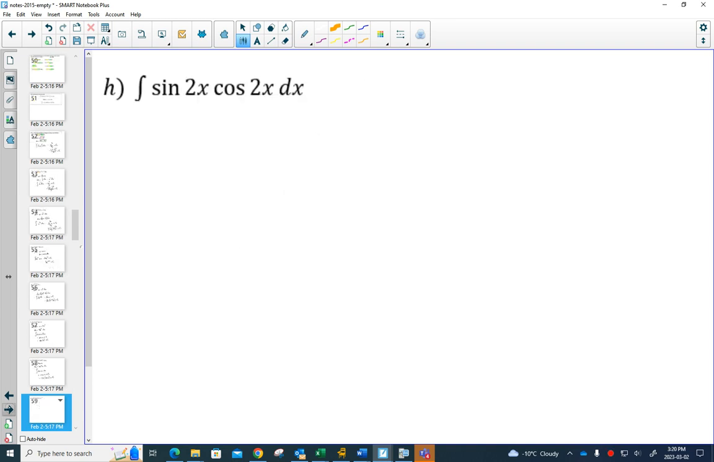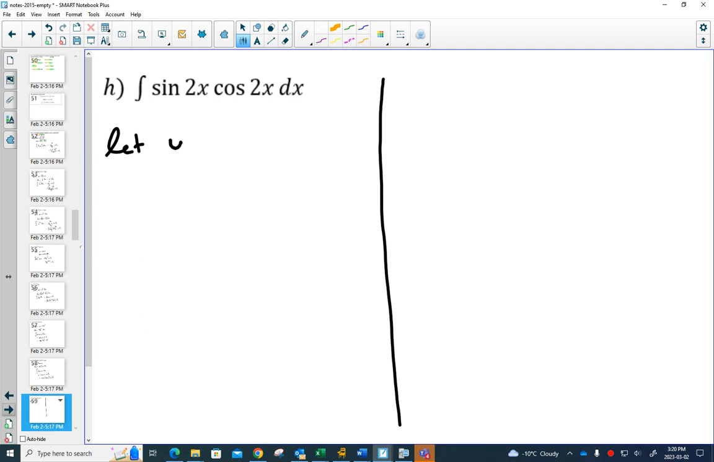Now I wanted to do H together because you could think of this as the derivative of sine is cos, but the derivative of cos is also sine. So what you choose as your inside function and your outside function could actually change in this one. The nicest way to do this question is if we split the page up, we'll do it 2 different ways.